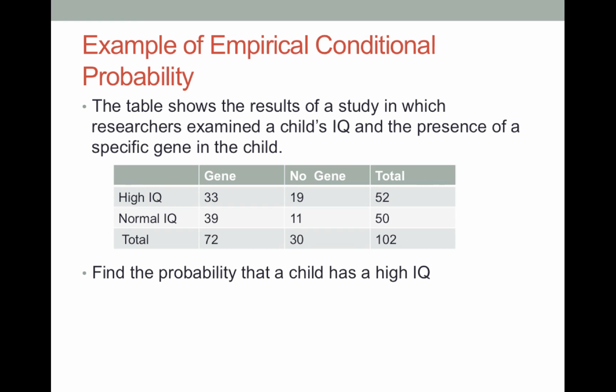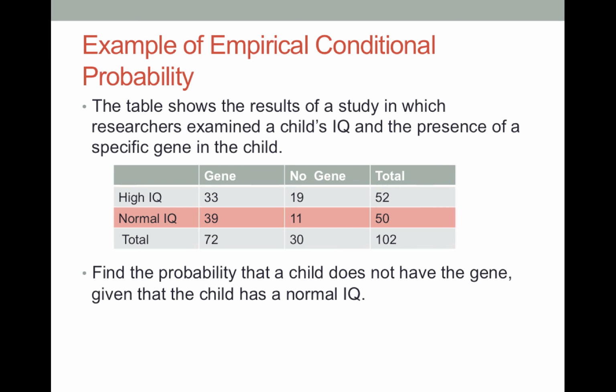All right, let's find another probability. Let's take a step back and go back to last lecture and use this table to simply find the probability that a child has a high IQ. What would be the probability the child has a high IQ? That numerator would be the number with a high IQ, and the denominator would simply be the total number in the sample. We see the number with the high IQ is 52, which is the subtotal of high IQ, divided by the total number in the sample, which is 102.